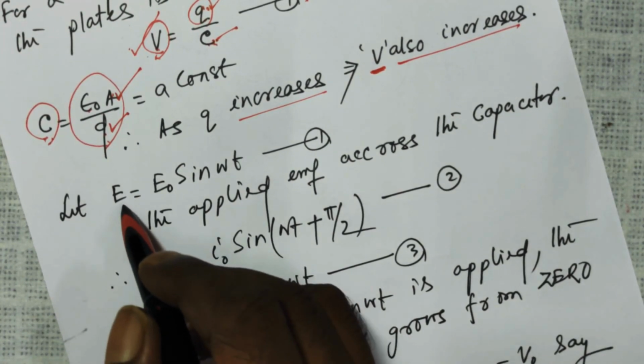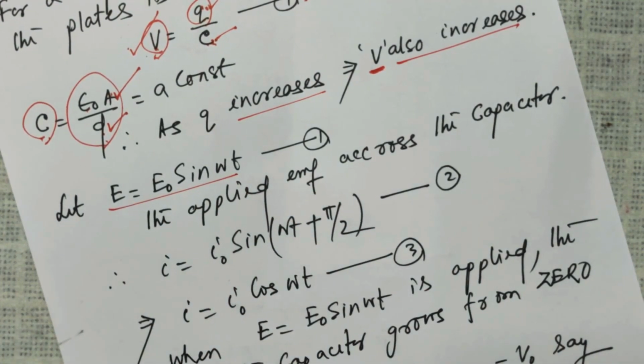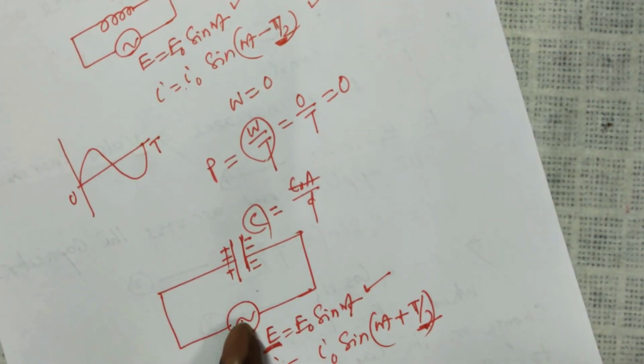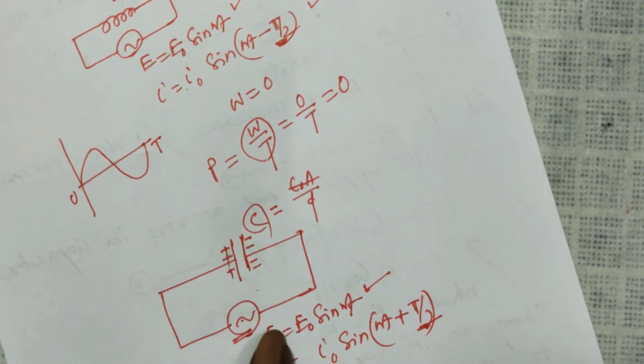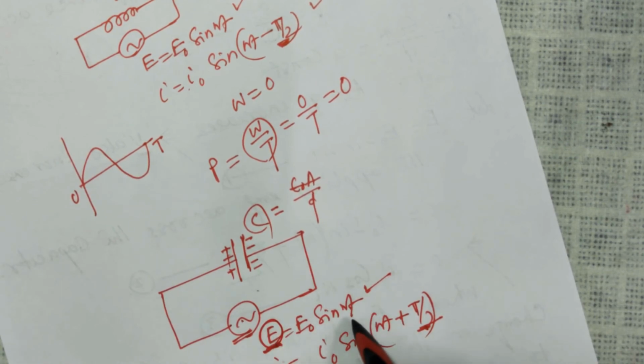Now, this is the alternating EMF, E equal to E naught sin omega t, which we have applied across the two plates of the capacitor. Alternating, not constant, means changing with respect to time. Sometimes this is 0, sometimes this is maximum. Whether this is 0 or maximum depends on the value of omega t.